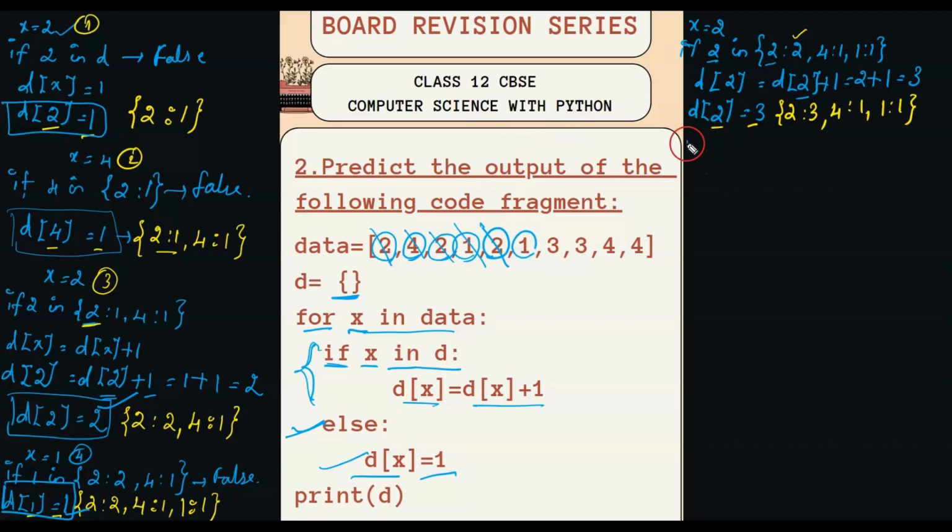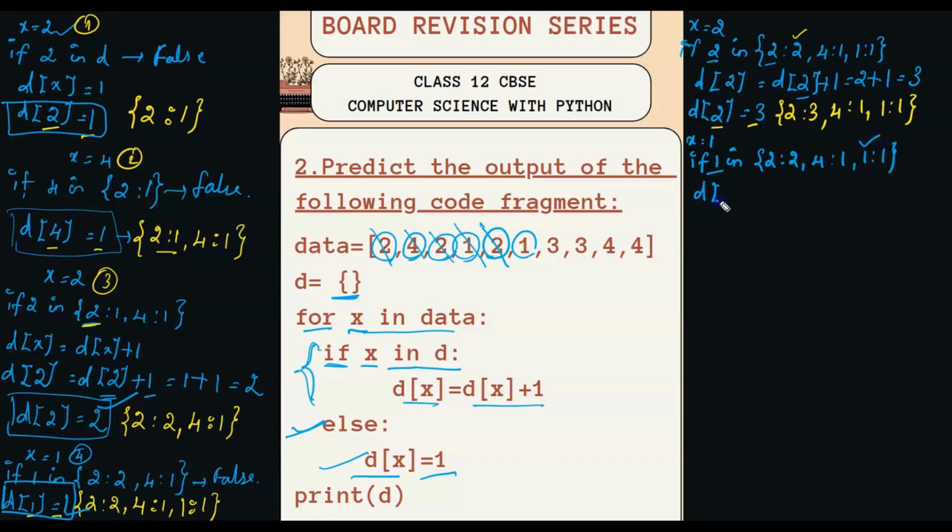So let us write x is equal to 1. Let us check the if condition. If 1 in the dictionary, the new updated dictionary is 2 is to 3, 4 is to 1, 1 is to 1. What should you compare? You should compare it with the keys, not the values. So 1 is there inside this dictionary, in the third key value pair.